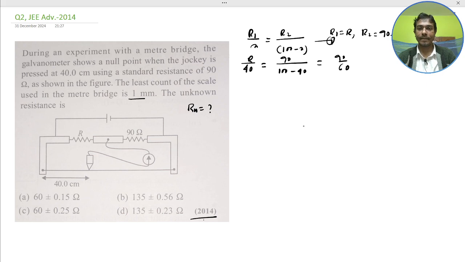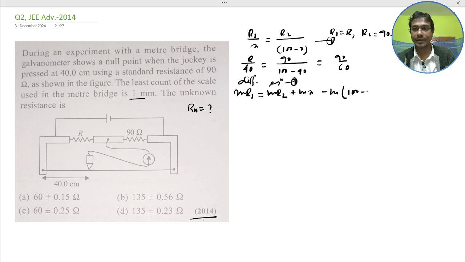So this is equation number 1. So here you just calculate. Differentiating equation 1: ln R1 is equal to ln R2 plus ln X minus ln of 100 minus X. Next, ln R is equal to ln X minus ln of 100 minus X plus ln 90. Just calculate.